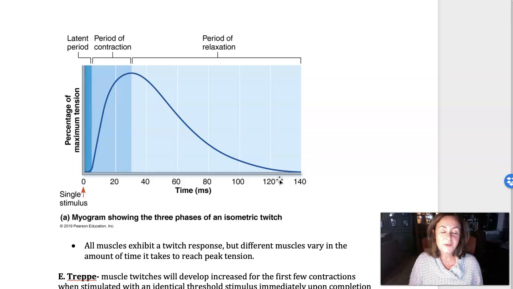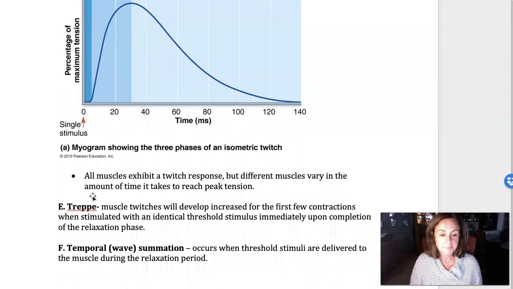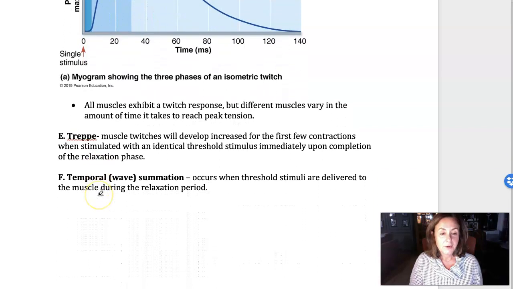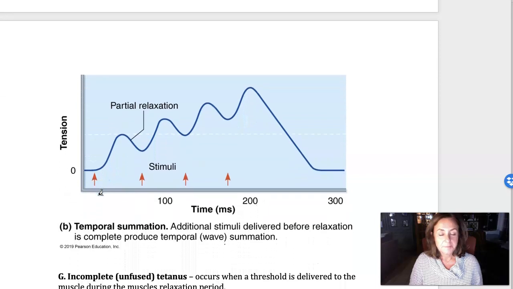And so what I do in the notes is I talk about increasing the frequency of this threshold stimulus. I don't in the notes go through increasing the magnitude, the voltage on the stimulus. And so we just go through one line of experiments, and that's what I would expect you to be familiar with. And so treppe and wave summation.